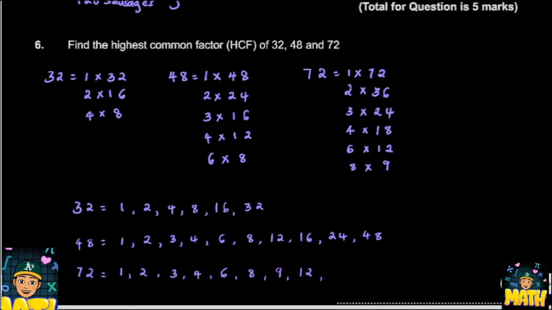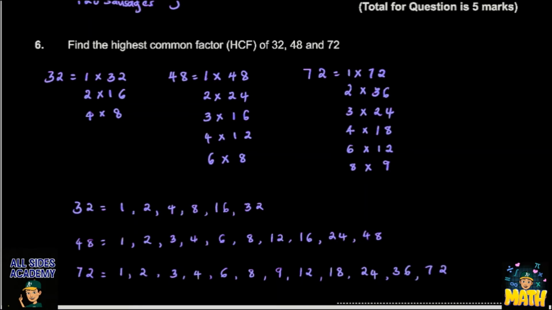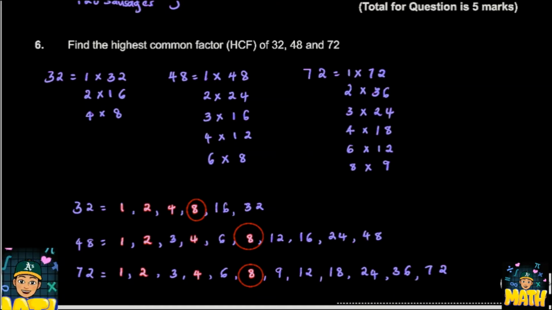So once I have the factors of 72, 1, 2, 3, 4, 6, 8, 9, 12, 18, 24, 36, and 72 listed, I identify the common ones. So it's easy to see. We have 1s, they are common, 2s, and then we have 4, and then finally we have the 8 as the last common one. The highest in this case is 8. So I'll circle that for all the numbers. So the highest common factor of these numbers will be 8. Yeah, so it's so easy. I'll write that as the HCF is equal to 8.